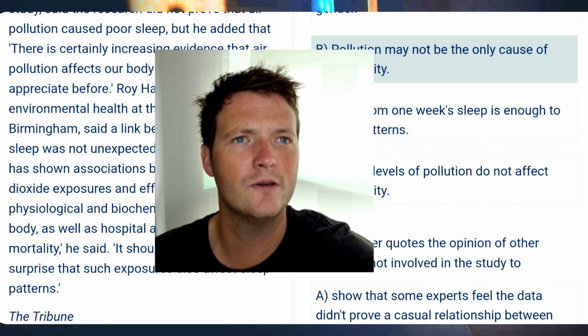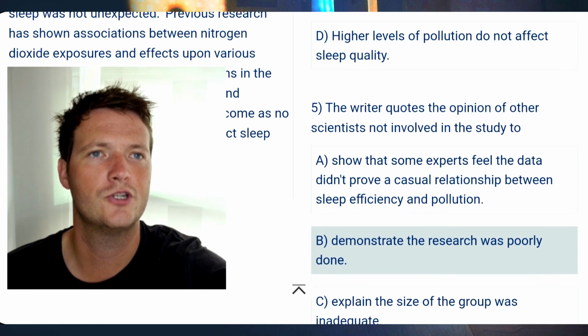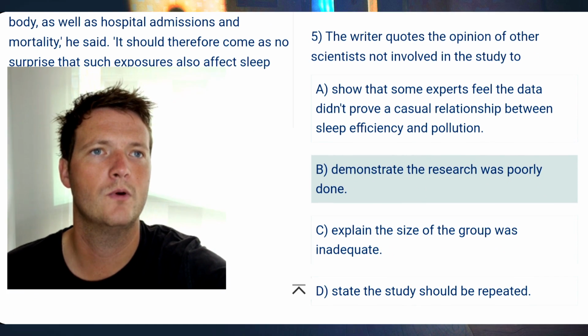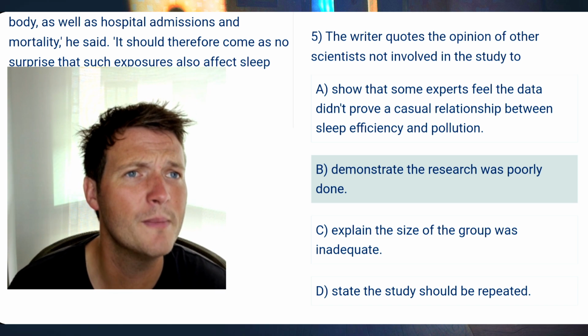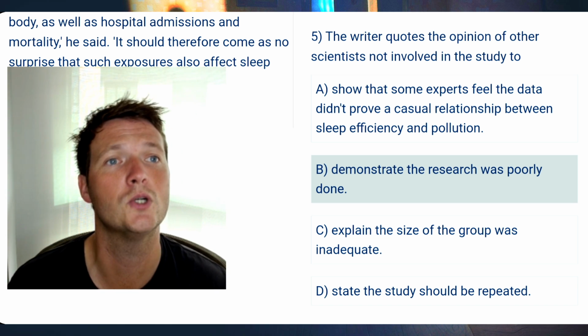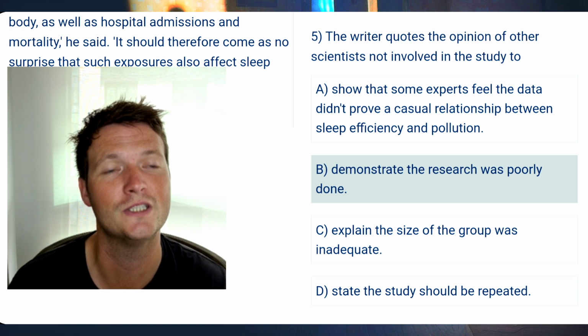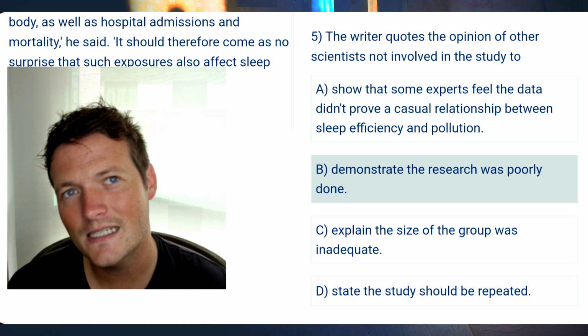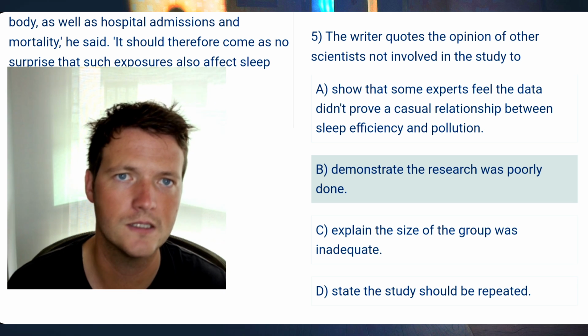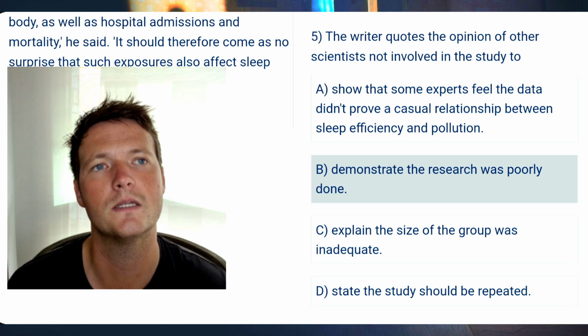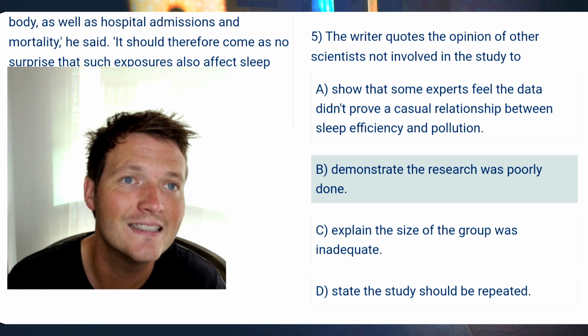So why is he doing this? Why is he asking this question? Okay, so why does he quote the opinion of scientists who are not involved in the study? A, to show that some experts feel the data didn't prove a causal relationship between sleep efficiency and pollution. Yeah, I think so, because they're a little bit more balanced. They're not drawing any conclusions from this, these two scientists, I guess.